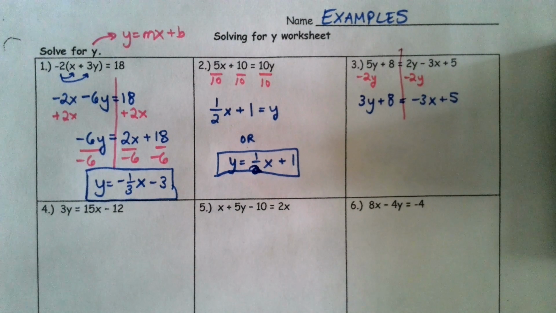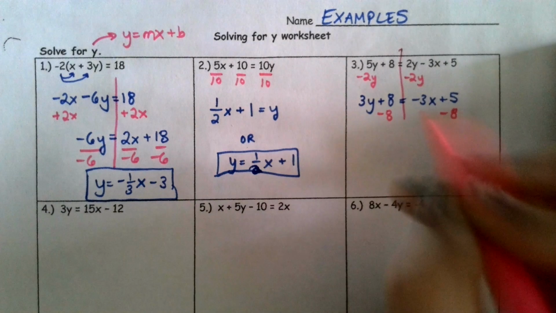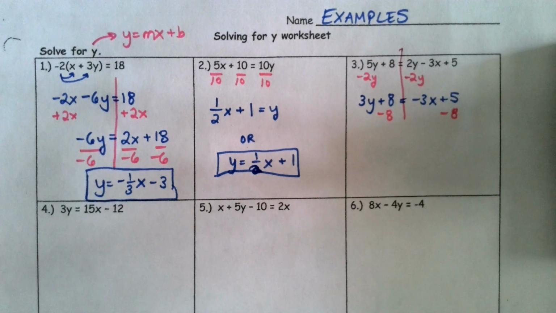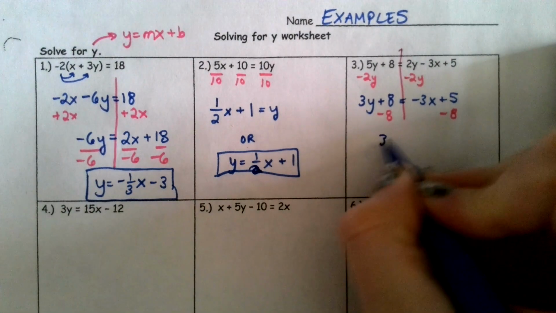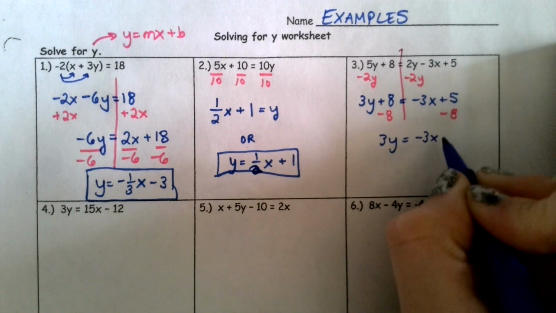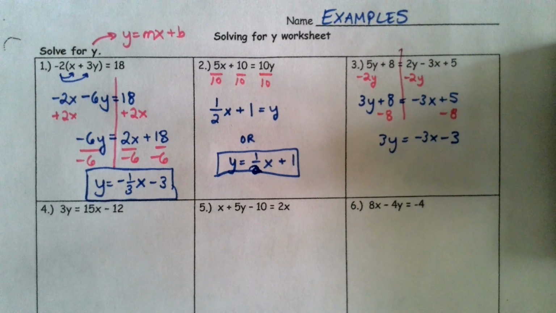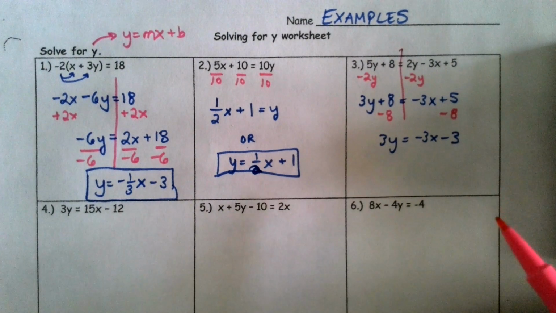And now I need to get rid of this plus 8 that's next to this y term. So we're going to subtract 8 from both sides. So now I'll have 3y equals negative 3x, and then 5 minus 8 would make negative 3, so minus 3. So again, make sure you're only combining terms that can actually be combined. So since those are both constants, you can actually combine them to get this negative 3.